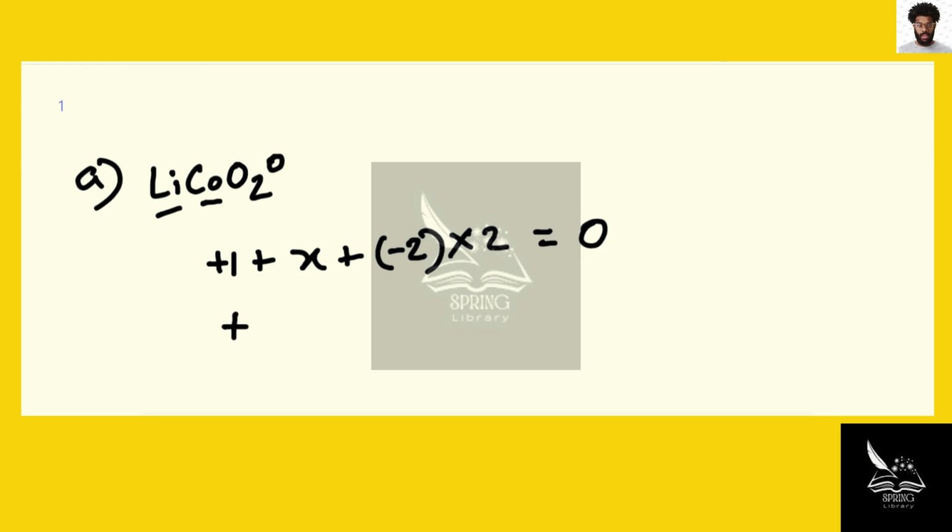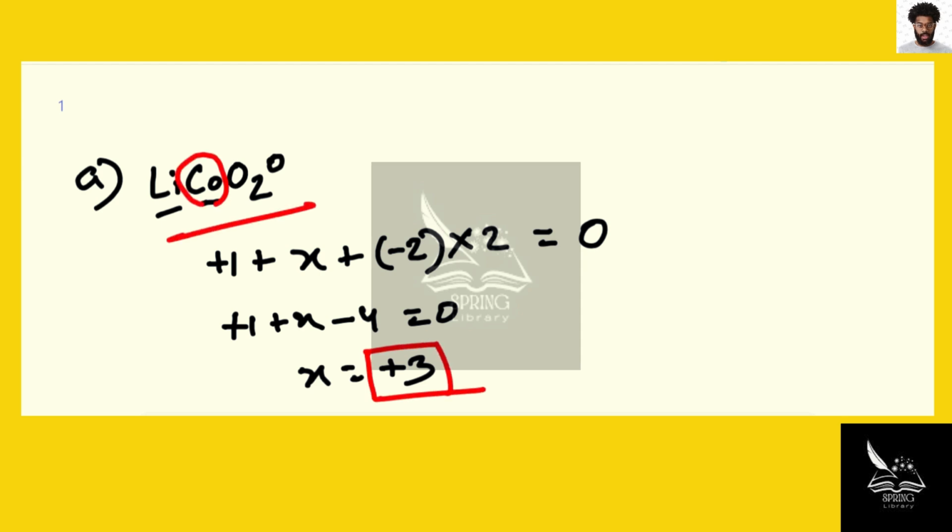Okay, so here we have -4, and if we rearrange it, we will have X equal to +3. So +3 is the oxidation state of cobalt in this compound.